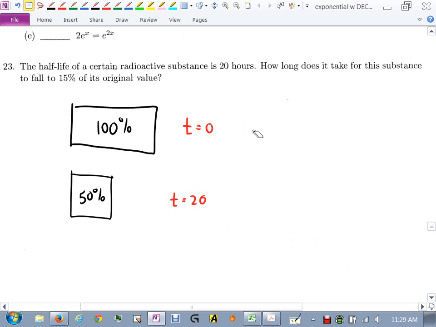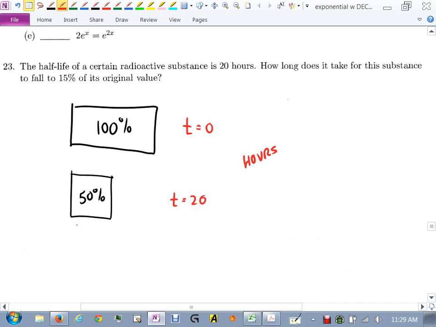Is it hours? Yeah, sorry. Hours, right? If they said days, then we would be thinking days. If it was years, we'd be thinking years, right? Just depends on the problem. That says hours. Can't tell. Okay.